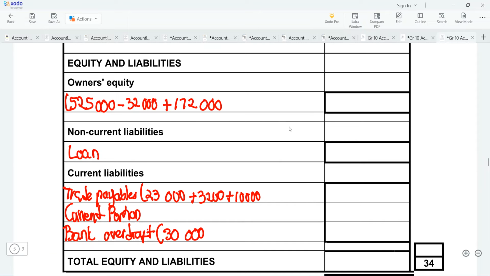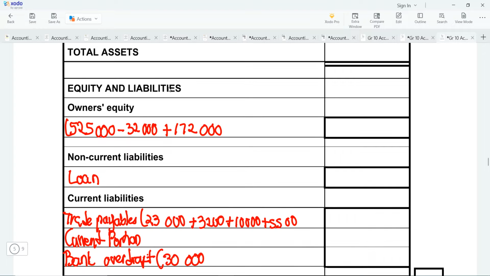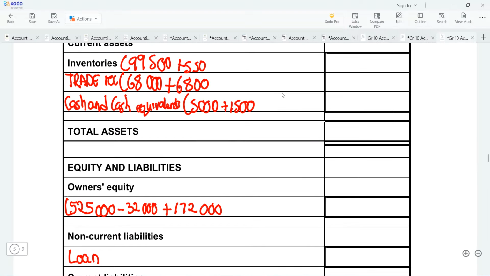So I'm going to say this side plus 5,500, and this is a common question. So also this side I'm going to say plus 5,500. Okay, and it will give me 4 marks because they know most learners struggle with this.